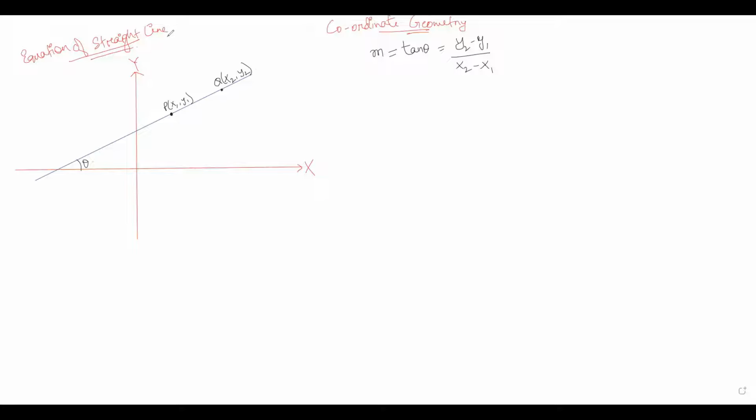Now, let us see the equation of the straight line passing through 2 points and making an angle theta with the positive direction of x-axis. The generic equation of a straight line is given by ax plus by plus c equals to 0, where a, b, c are real numbers with either a is non-zero or b is non-zero. Now, if we restructure this, we can write y equal to minus a by b into x plus minus c upon b.